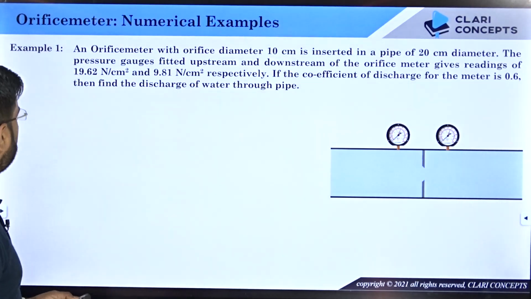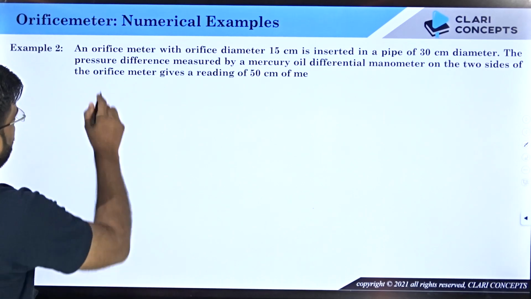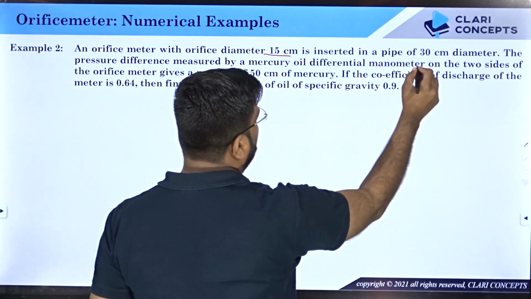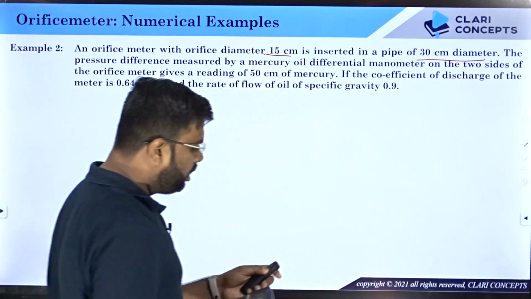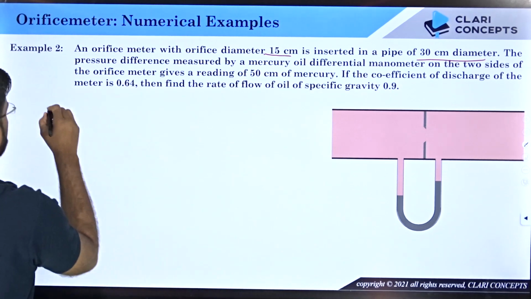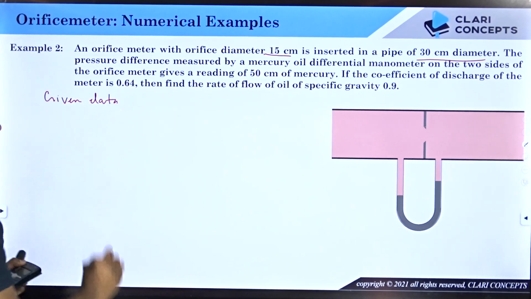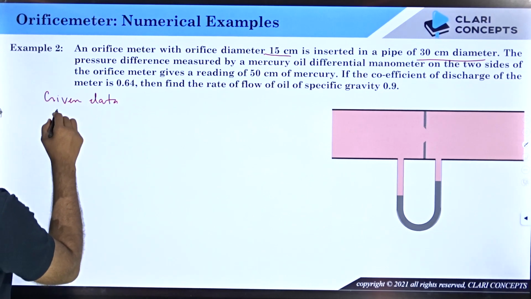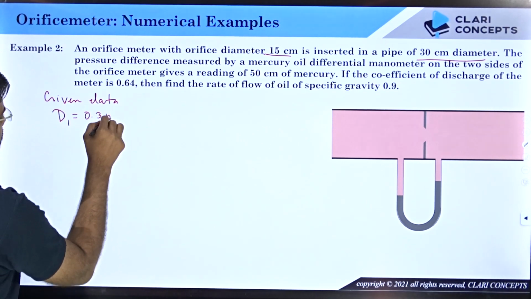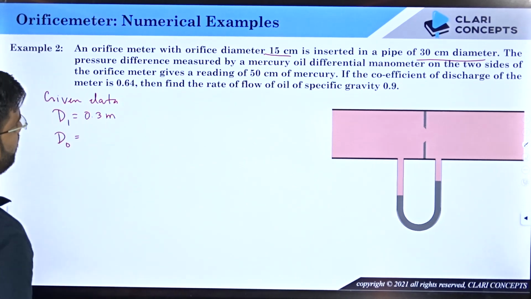Okay, let us look at another example for better clarity. So I have an orifice meter with orifice diameter 15 centimeter inserted in a pipe of diameter 30 centimeter. So I have a pipe basically, and the pipe diameter is what? 30 centimeters. So I will say given data. Given data is given to you as pipe diameter is D1 always, 30 centimeter means 0.3 meters. I hope now you are expert in solving numericals, so you must know the conversions very quickly.